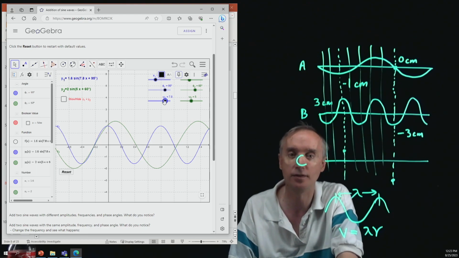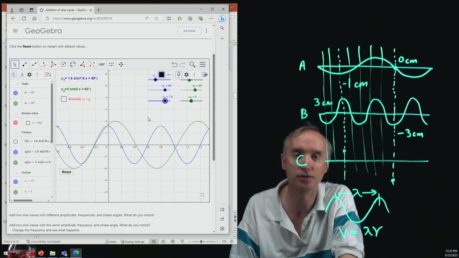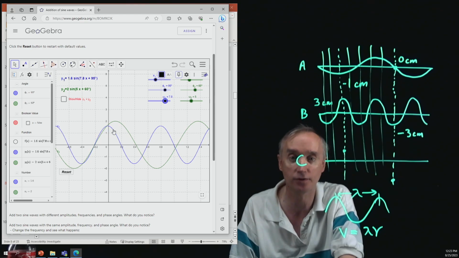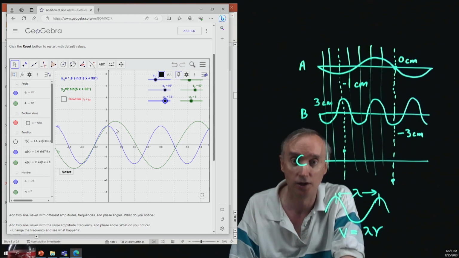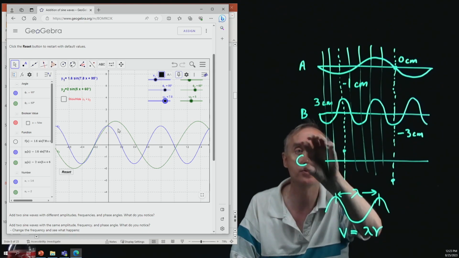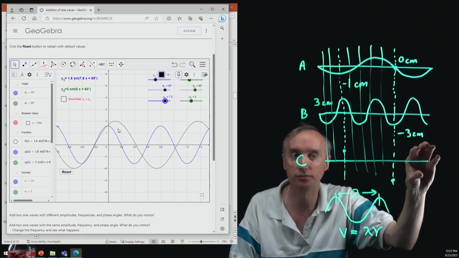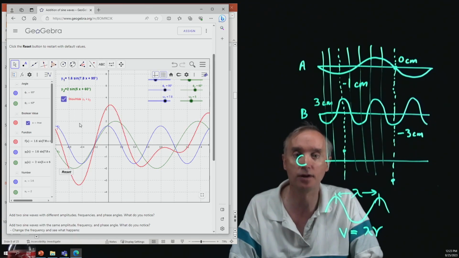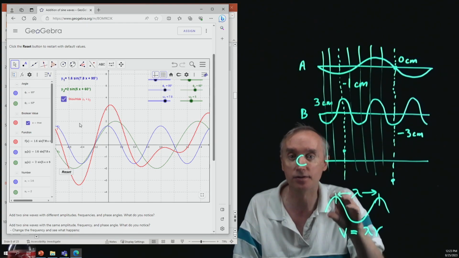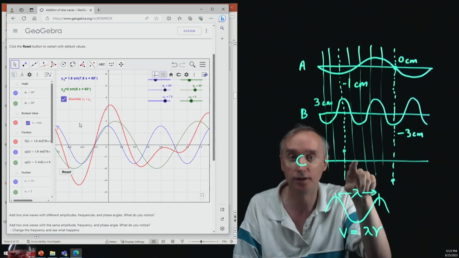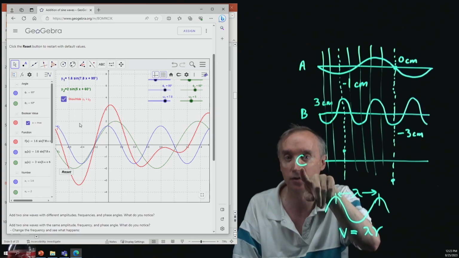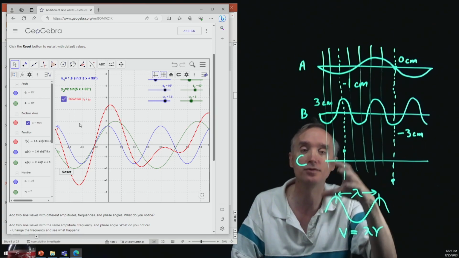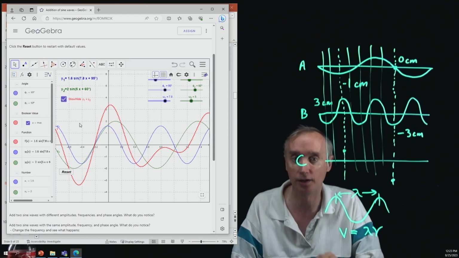So now we've got these two waves, and we can change their amplitude, their frequency, and their phase angle. But the goal is to add them together. In order to add them together, all we've got to do is click on that box right there, and then that red line is C. That red one is what happens when you add the blue one and the green one together.